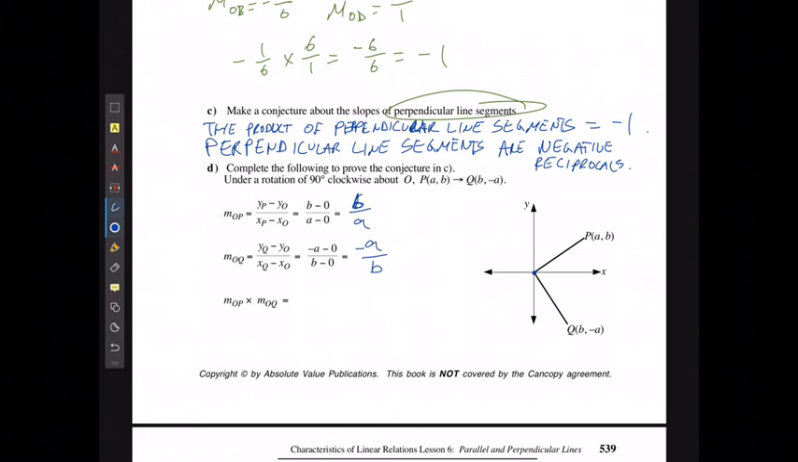If I have B over A multiplied by negative A over B, that's going to be negative AB divided by AB. Well, AB divided by AB is just going to be 1. And because one of them was negative, I'm going to wind up with that negative 1, which proves that first statement that we made as well.